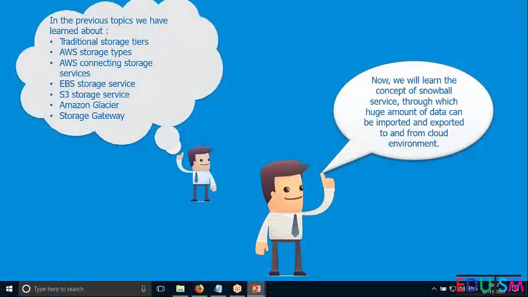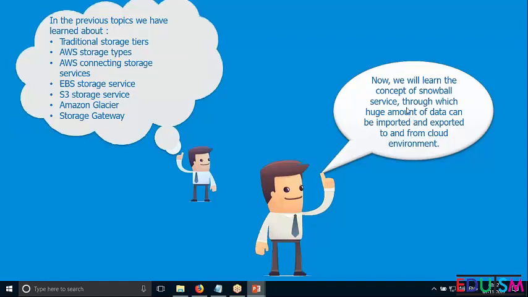Okay, so till now we have covered these topics in storage: traditional storage tiers, AWS storage types, connecting storage services like EBS. We have covered S3, we have covered Glacier, and we have covered Storage Gateway. Now, pertaining to storage services, we are left with one topic, that is Snowball. So today we are going to start with Snowball.